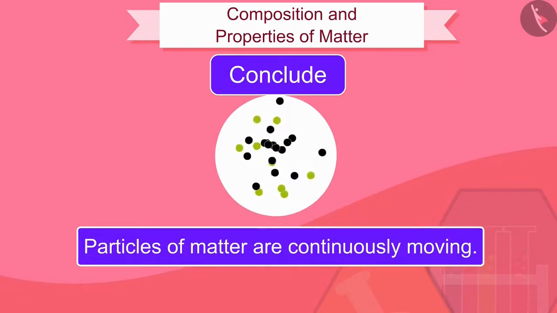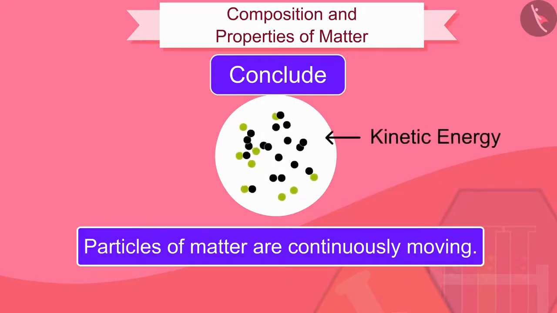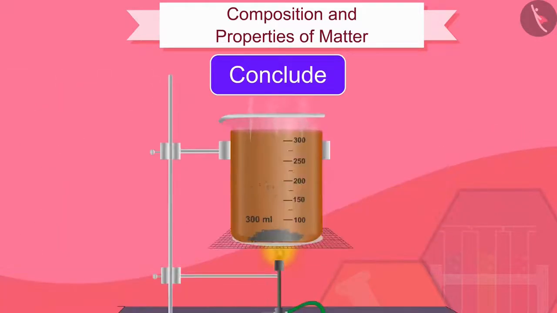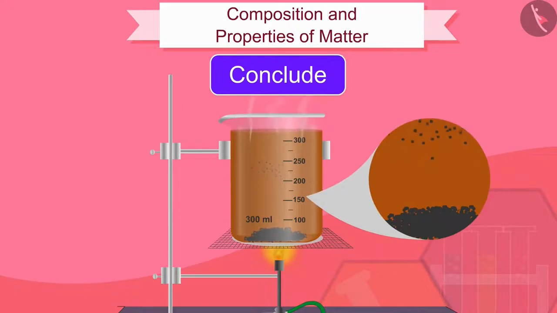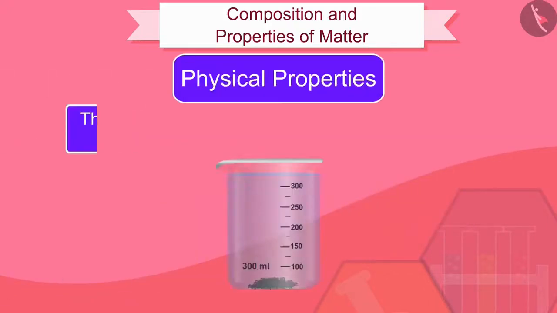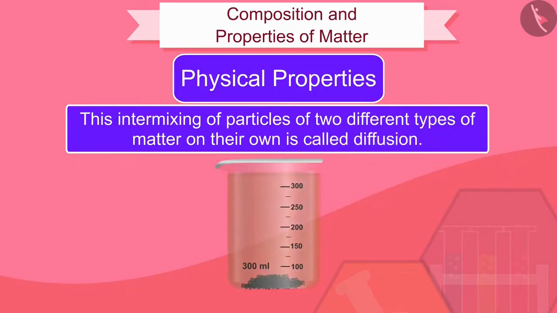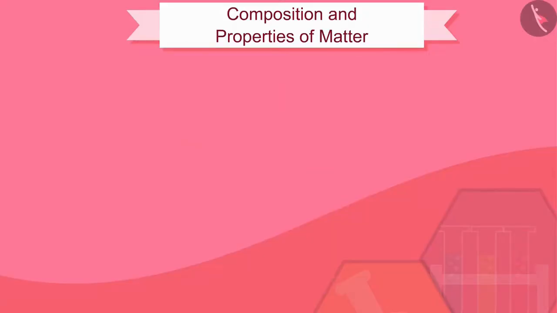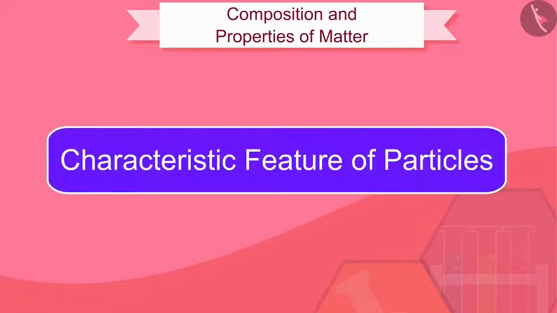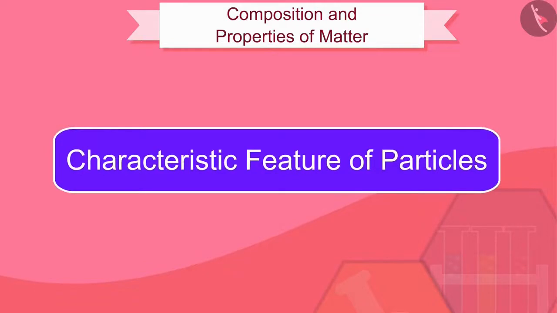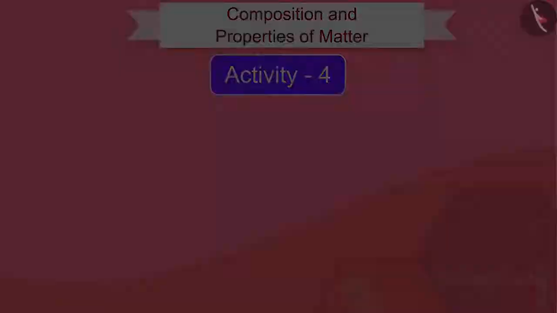That is, they have kinetic energy. And this energy increases as the temperature increases. This intermixing of particles of two different types of matter on their own is called diffusion. Let us now discuss the last characteristic feature of particles. We will also try to understand it through an activity.